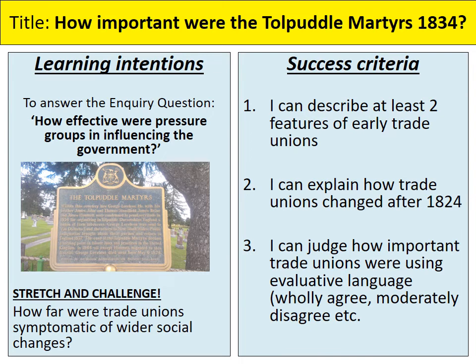2 features of early trade unions. So hopefully, as I say, next lesson touches on this in more detail, the different unions. But just using Tolpuddle as an example, I'm sure you could give 2 features. Explain how trade unions changed after 1824. Well, I've mentioned that a couple of times this lesson. They were legalised. But even after the legalisation of trade unions, they were still viewed as a threat by the authorities. And then finally, I can judge how important trade unions were. Well, we can't judge all trade unions yet, but we can look at the example of the Tolpuddle Martyrs and put forward our own opinion as to why this story is still significant in history.